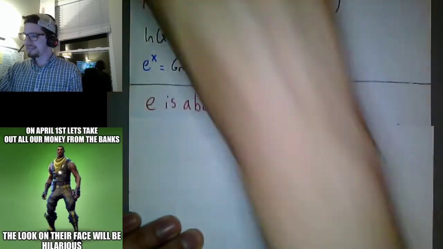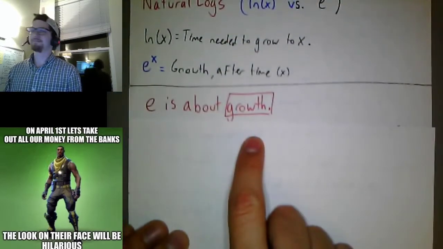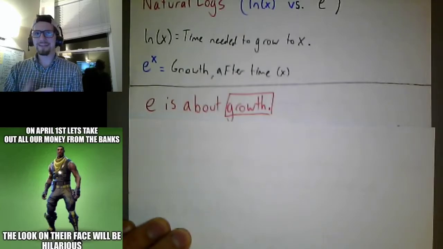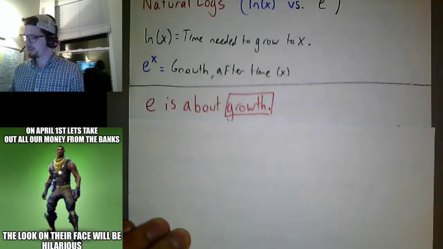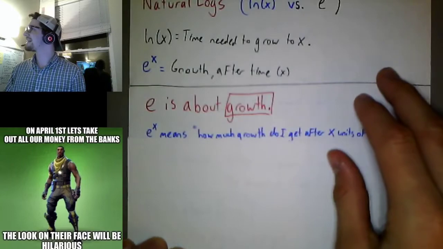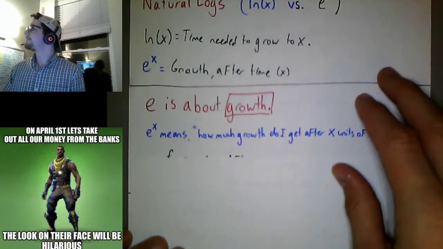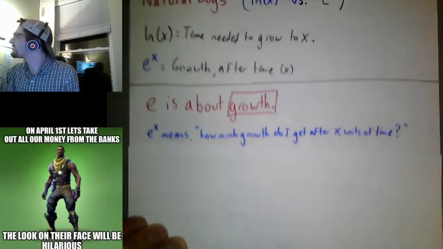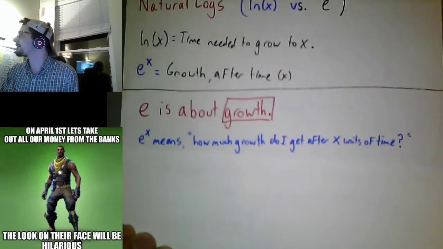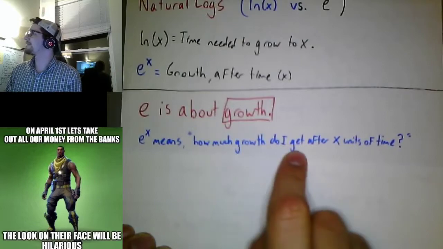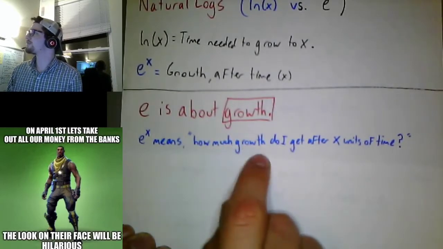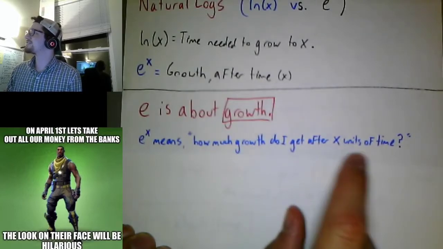So starting off, e is about growth. Okay? That's cut and dry. If you end up reading about a problem that asks you about e, or it asks you about growth, you can know for sure that you're going to be using e to the x power. So what e really means, e to the x is, how much growth do I get after x units of time?